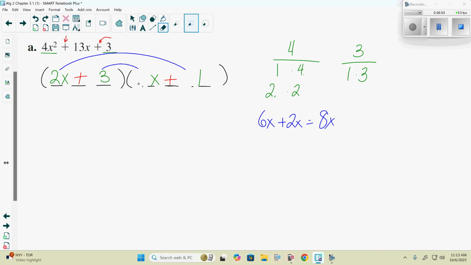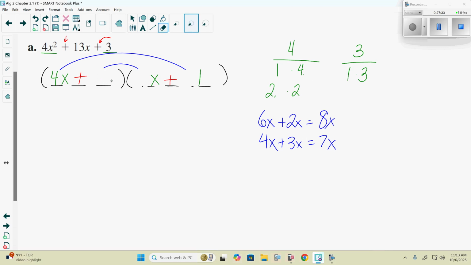So most likely, yes. We're going to have to switch the 2 and 2 to 1 and 4. You want to put the 4 in with the first x or the second x? First x. Because again, at this point, we can check and make sure 4x times 1 is going to be positive 4x. Positive 3 times x is going to be positive 3x, which will give us 7x. Is that the middle term we wanted? No.